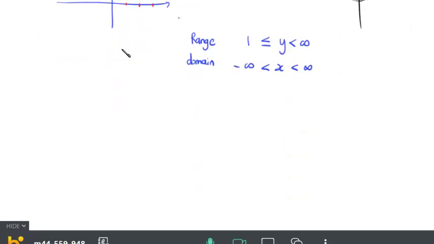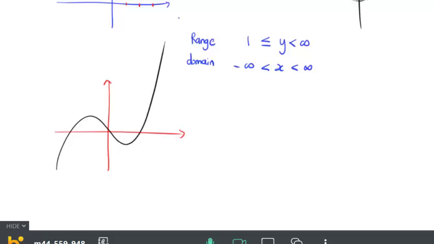So we're going to try another example. I'm going to draw some random graph. It's a bit hard, I know. This one goes down to infinity, this one goes up to infinity, but keeps going to the right and keeps going to the left. I want you to think about the domain and also the range. It's one of the difficult topics in maths, I know, but it's very, very important.